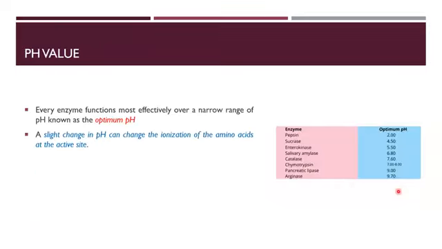And after that, the pH value. If you change the pH of the enzyme, then it will change the ionization of the amino acids. The change in pH will change the ionization of the amino acids on the active site. So definitely a specific substrate cannot bind to it.